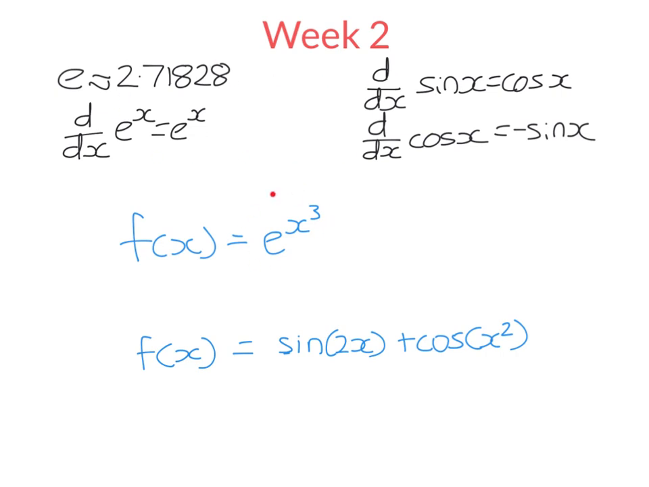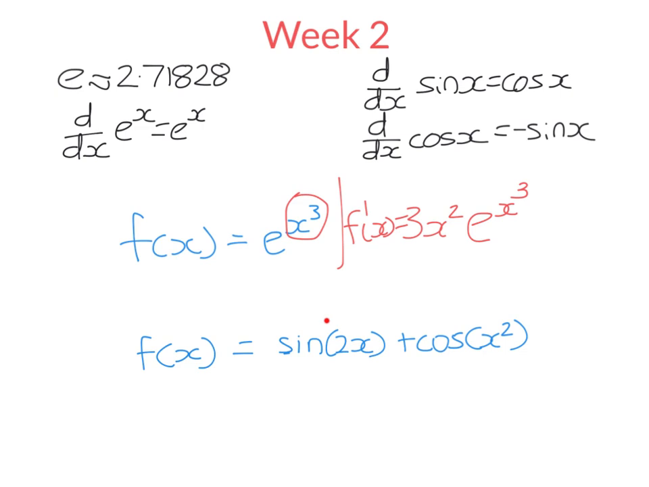So, to differentiate functions like this, we need these rules, but we also need to use the chain rule. Starting with this one, the quick way to do this, using the chain rule, is we leave the e and the power alone, and we simply multiply by the derivative of the power. The derivative of x cubed is just 3x squared. So that's the derivative of this function done. It works like that because of the chain rule.